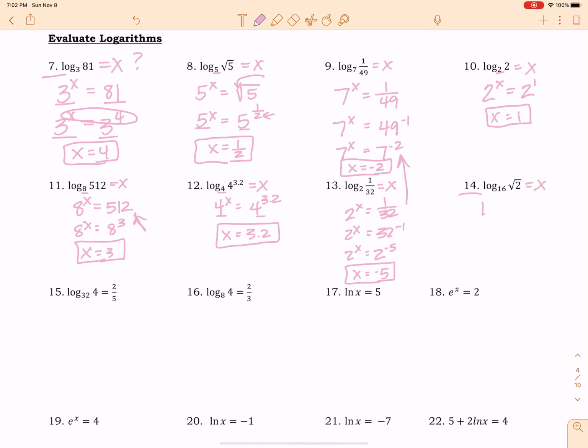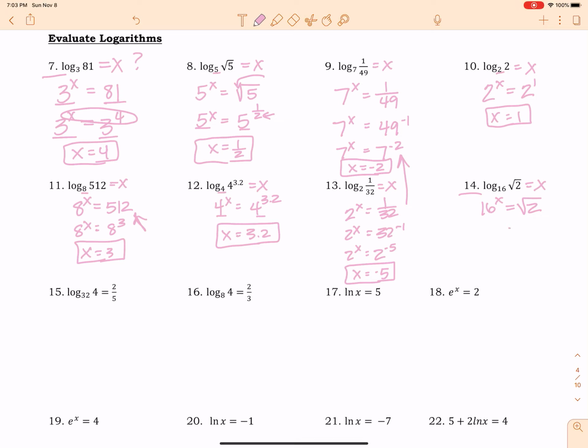Set this equal to x. I'm in a base of 16 to the x equals the square root of 2. Okay, this one's a little trickier, so don't panic.